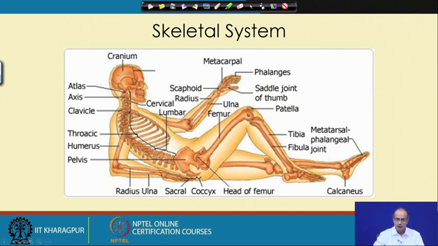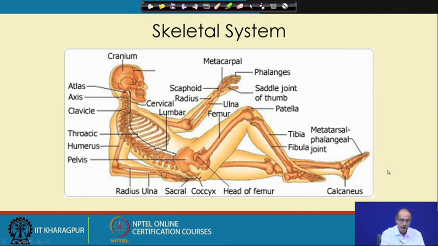And one more small piece of information: each bone is covered with a fibrous layer called the periosteum, which contains different kinds of vessels like nerves and blood vessels, which provide nourishment to the bone. That helps in the growth of the bone, as well as in the healing of the bone in case of fractures or cracks. So, this is about the skeletal system.